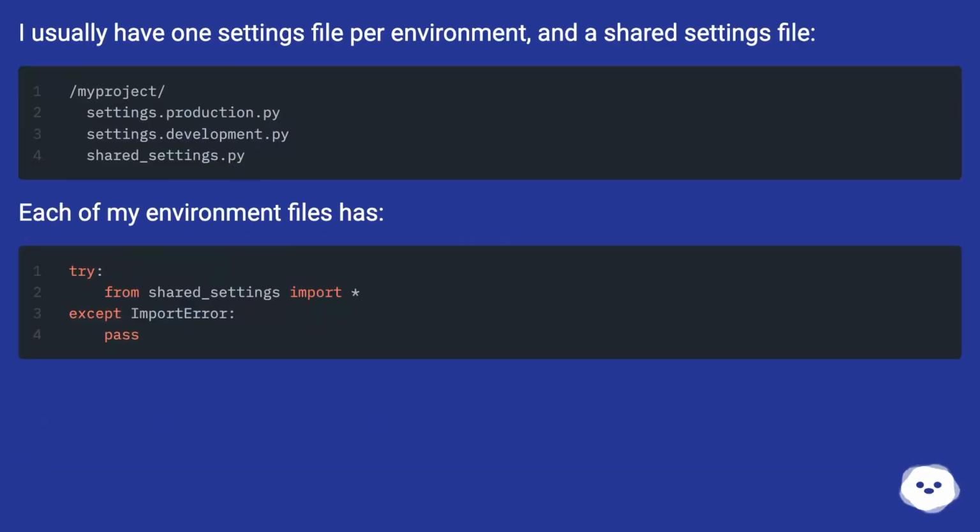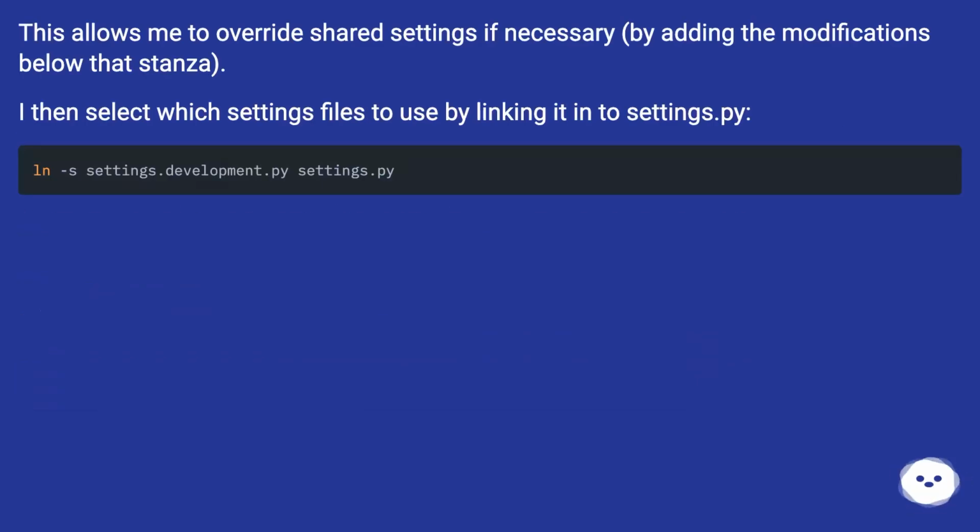I usually have one settings file per environment, and a shared settings file. Each of my environment files has the following. This allows me to override shared settings if necessary by adding the modifications below that stanza. I then select which settings files to use by linking it in to settings.py.